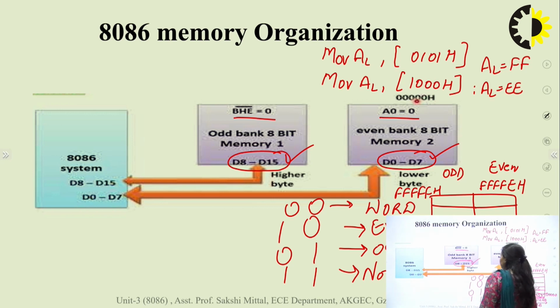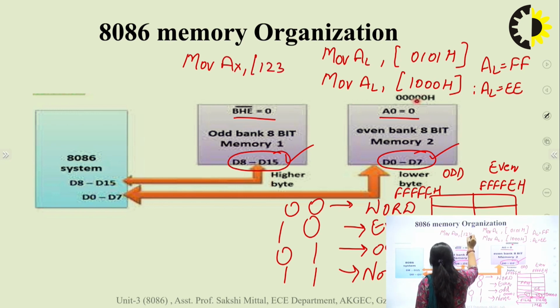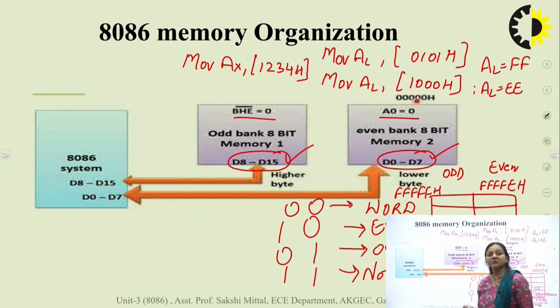Now the third type can be the instruction MOV AX, 1234H. So you have placed an even address. When I have written this, the offset is 1234, which belongs to an even address. Suppose 1234 is here. This is the 1234 address. So first the data from this address will be transferred to the lower accumulator.